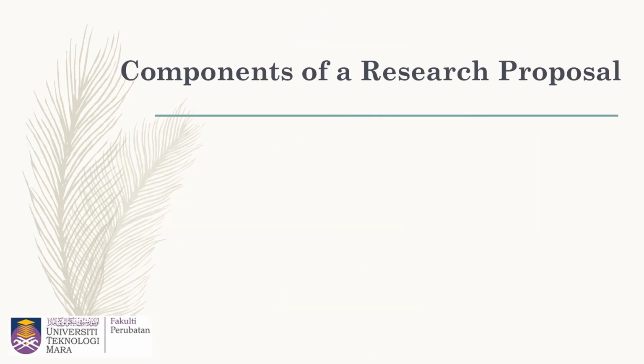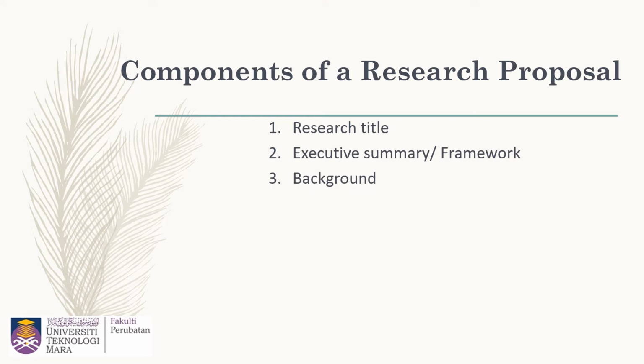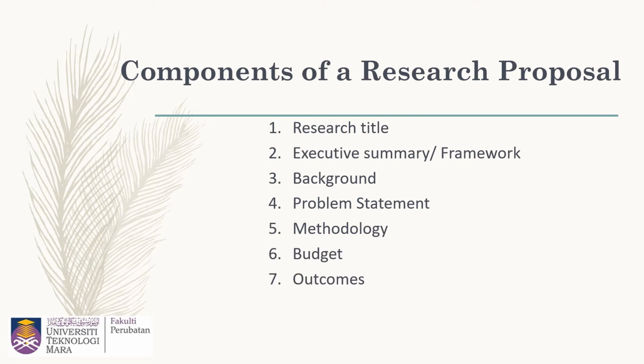When writing the research proposal, the following components are usually what grant providers would like you to detail out: the research title, an executive summary or framework, the literature background, a problem statement, methodology, the research budget, the research outcomes, the equipment that is required to conduct the research, and the team members' expertise.